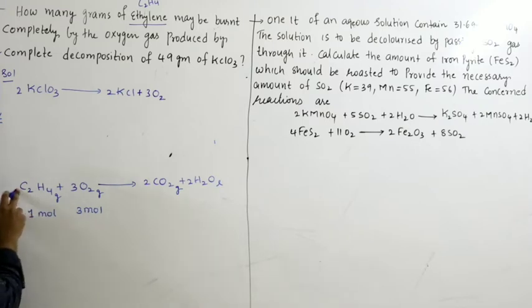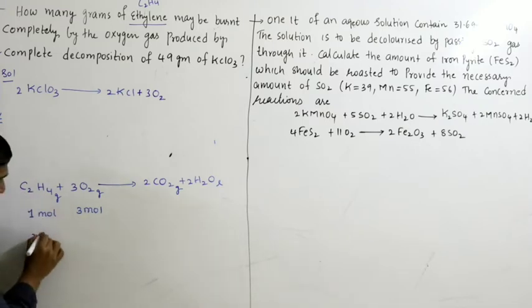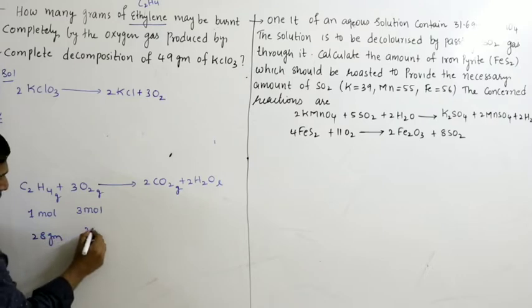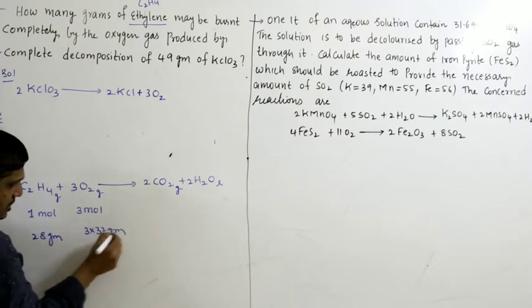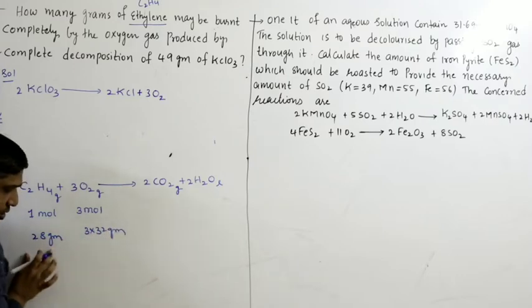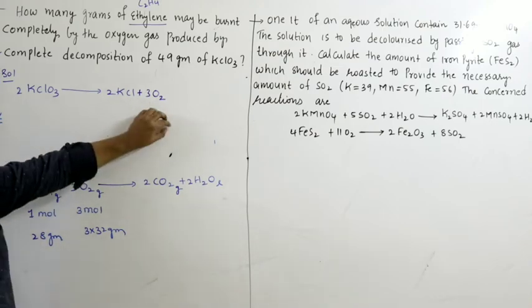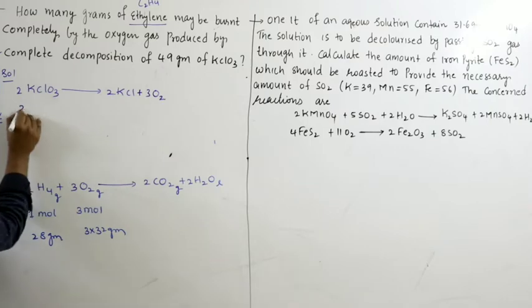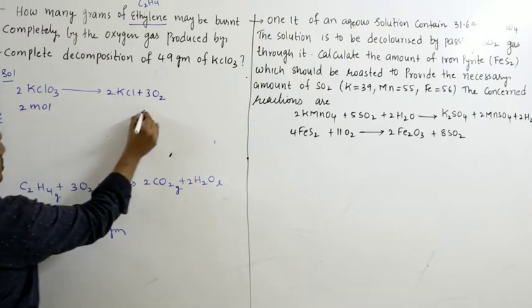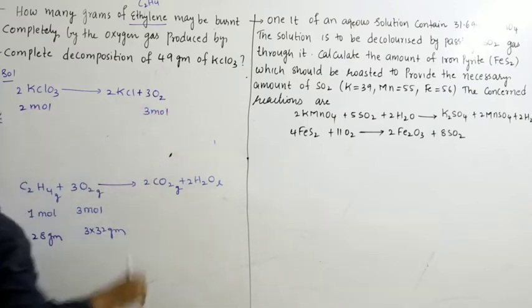How many grams? 1 mole, 2 into 12, 24, plus 4, 28 grams we have. So 3 into 32 grams. So if you have 3 into 32 grams, then you can oxidize 28 grams. So this oxygen is obtained from this reaction. So from here 2 moles of KClO3 gives 3 moles of O2.